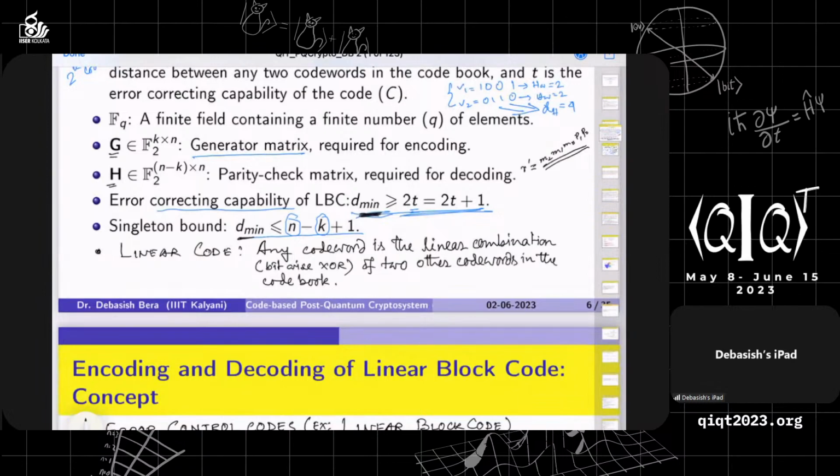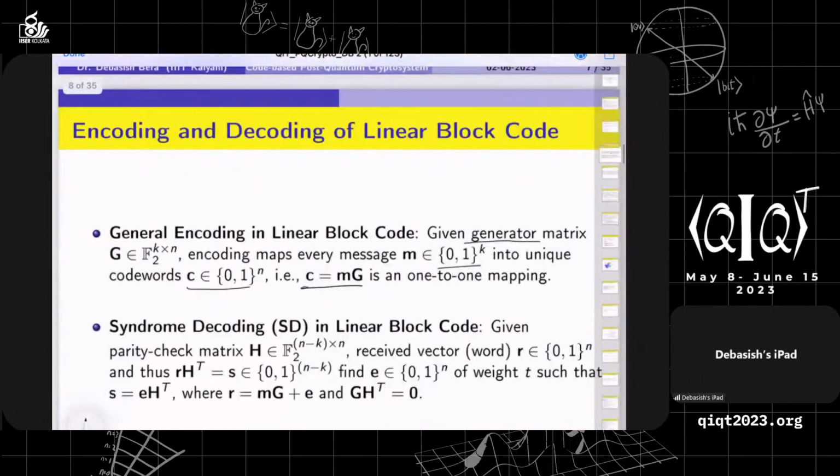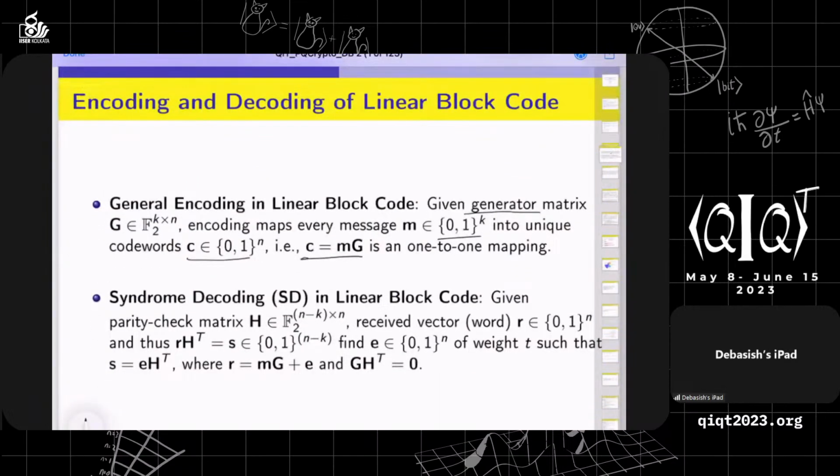Another matrix is used for decoding, which is called the H matrix, of dimension n minus k by n, and it is required for the decoding. That's why it is called the syndrome decoding of linear block codes. If I have a generator matrix G, the relation between the generator matrix and the parity check matrix is G times H transpose equals 0. So G and H are linked. If you have G, you know H. If you have H, you know G. The parity check matrix is given, and you have received a word from which you have to recover the actual code word.